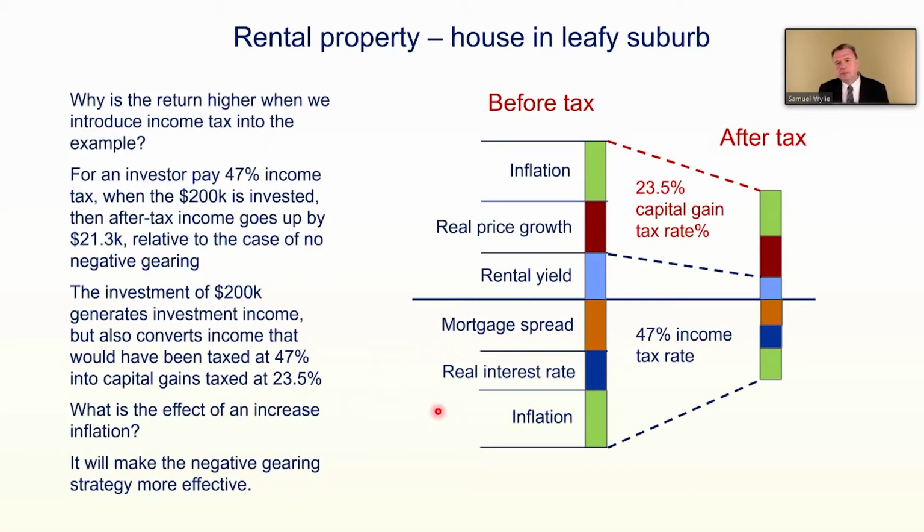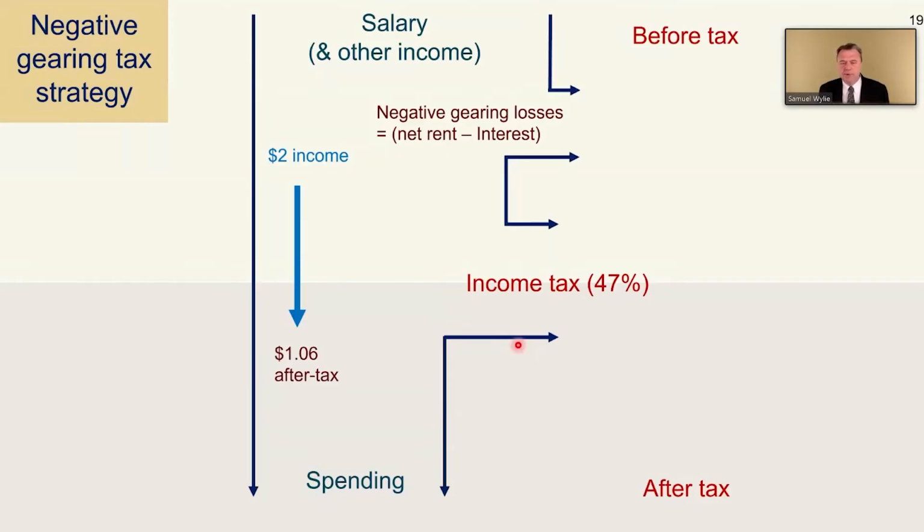Now, let me just actually show you this slide, and then I'll go back to that previous slide and talk about inflation. So here's what I mean about turning pre-tax income into capital gains. Let's say that you earn your salary, maybe you have some other income, you might have some income from shares or whatever. And if $2 of income here is allowed to flow through, instead of using it in a negative gearing strategy, if you don't like 2,000, think of 32,000.